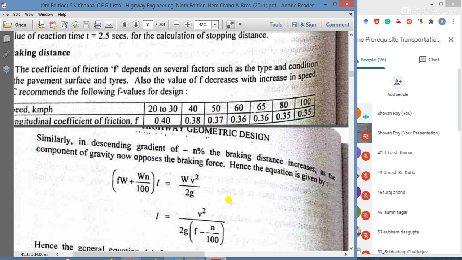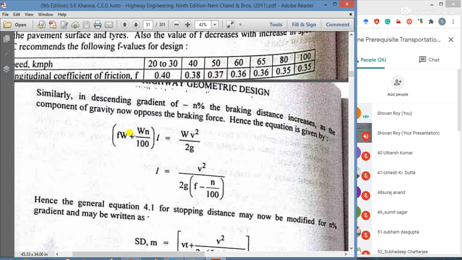This is the kinetic energy, so L is V square by 2g times (F minus n by 100). This will be minus, negative. The positive sign written here is wrong, it is a printing mistake.